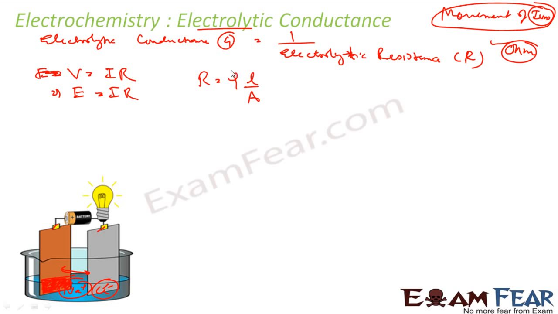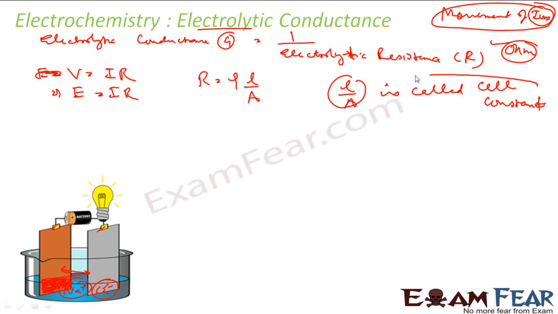Please note, for any cell that you have constructed, L by A will be constant, because the length between the two electrodes is constant, and the area is also constant because it will have a fixed volume of solution. Since L by A is a constant for a given cell, it is also called the cell constant.